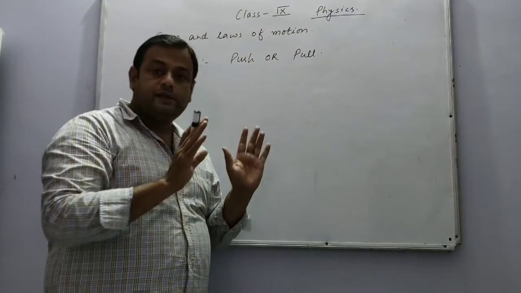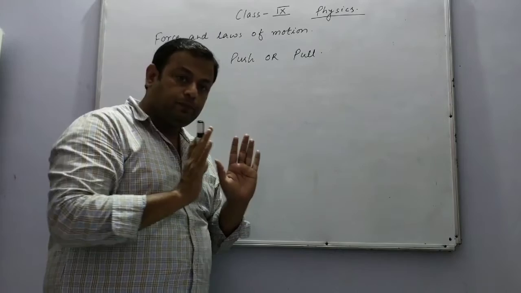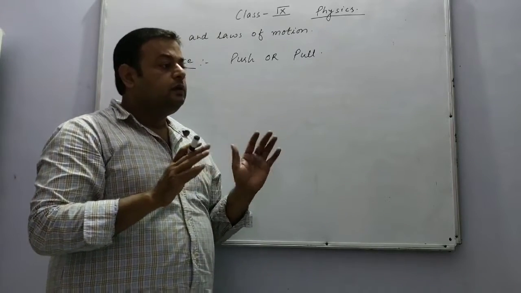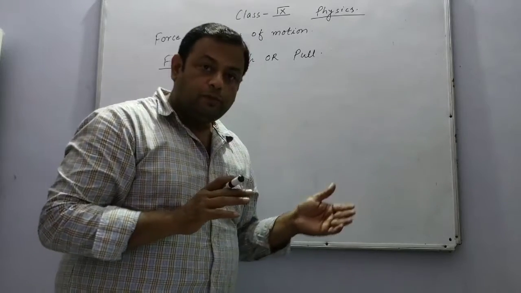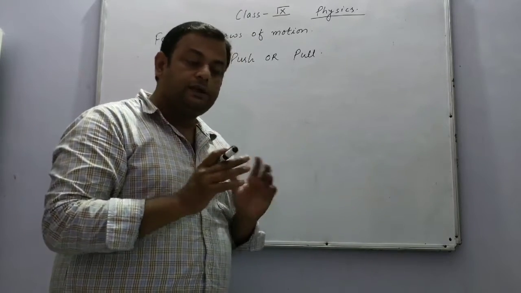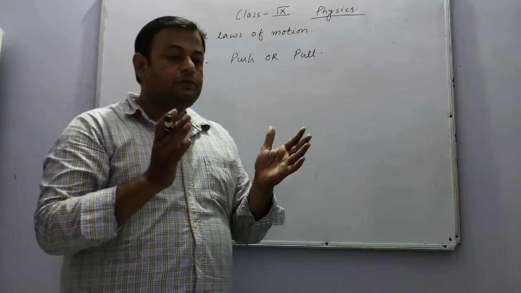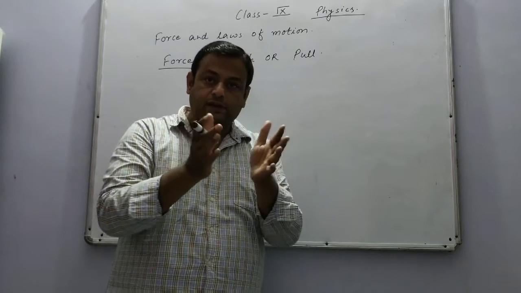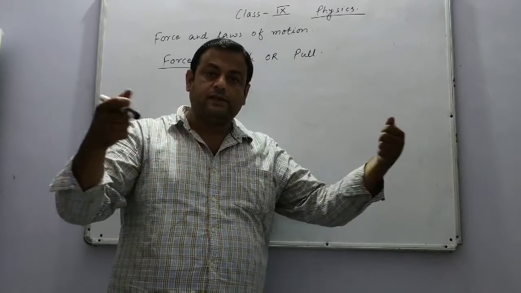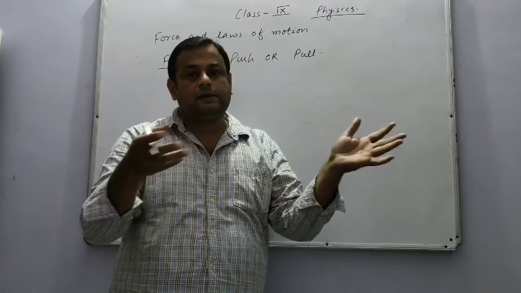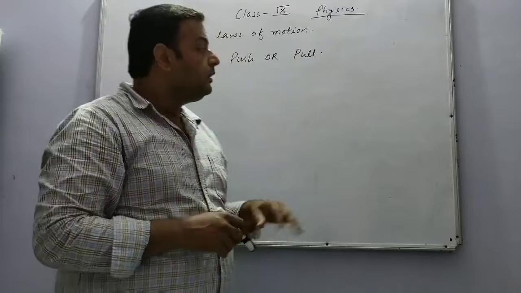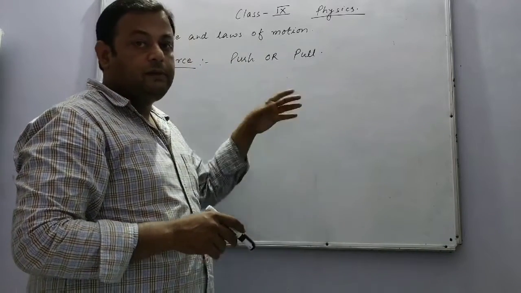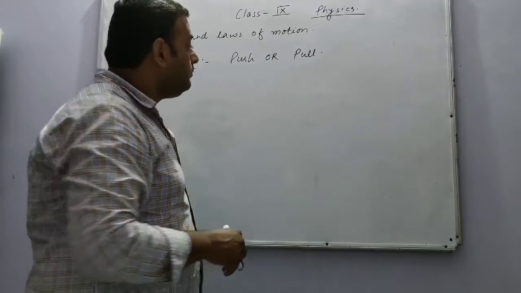Suppose we have a stationary object, we can push or pull the object to make it move. We can stop a moving object, and we can change the shape of an object. Suppose we have an inflated balloon, when we compress it we can change its shape, or when we stretch a rubber band or any elastic, we can also change the shape. So force can change the shape, it makes the object move, and it makes the object stop.